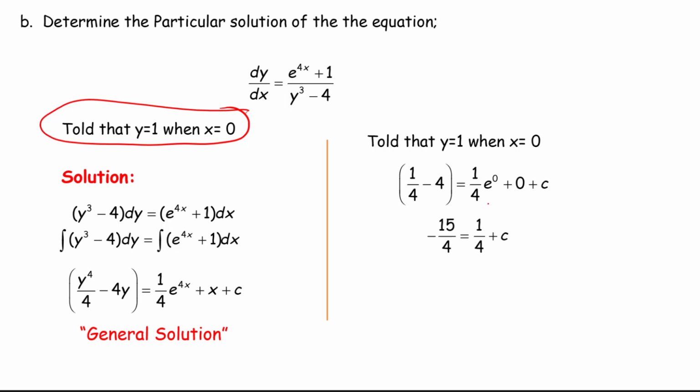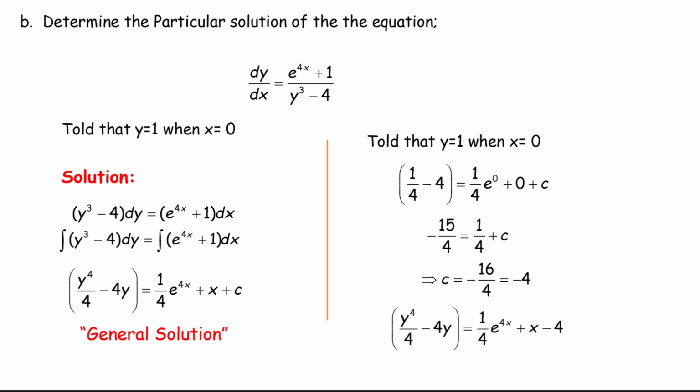And if you bring 1 over 4 across here, it becomes minus 1 over 4. So minus 15 over 4 minus 1 over 4 is minus 16 over 4, and 4 into 16 goes 4, so c is minus 4. So we now know what c is, so now let's substitute that back into the general solution, and when you do that you get the following.